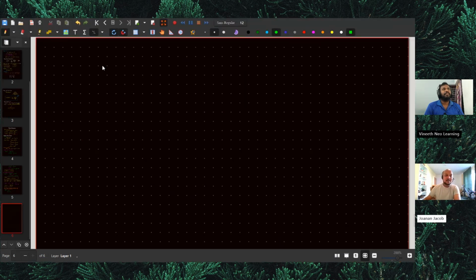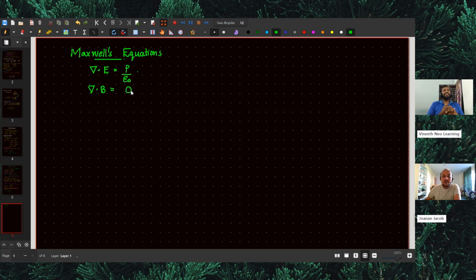So what are Maxwell's equations? Let's start from the Gauss's laws. Del dot E equals rho over epsilon 0. And we have del dot B is equal to 0. So these are the Gauss's laws.